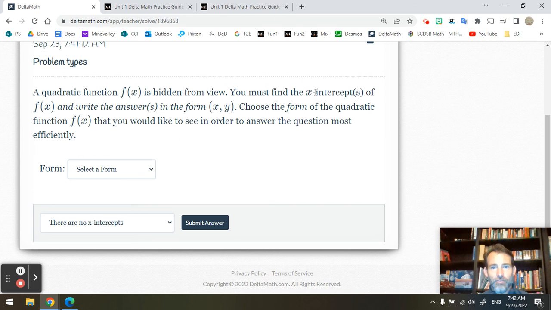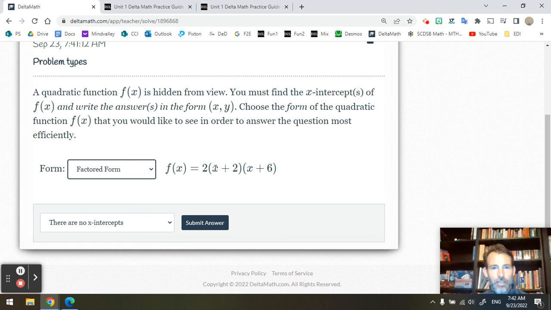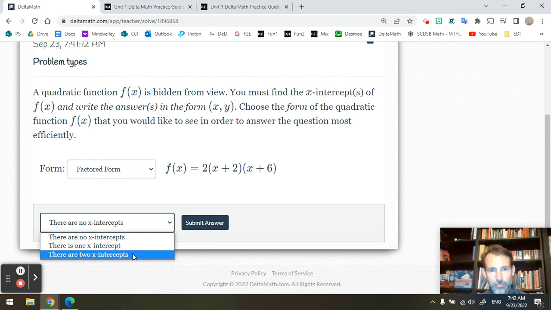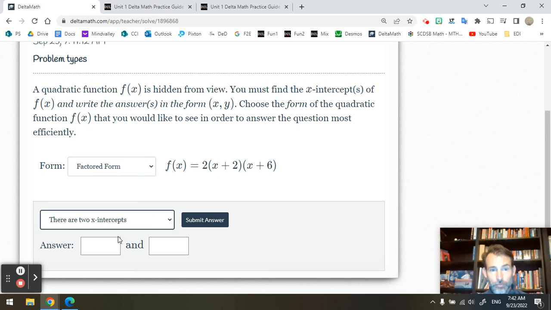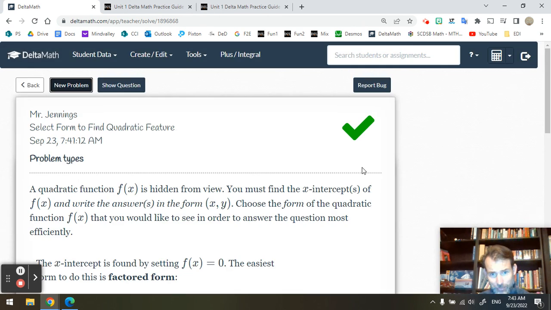So in this case, we've been asked to find x-intercepts. X-intercepts, another word for roots. So let's look at factored form. And then we see here that the x-intercepts, there are 2 of them, and they are going to be the points x is -2, y is 0. Hard to be an x-intercept without y being 0. And -6, y is 0. Okay, so you've probably got the idea at this point.